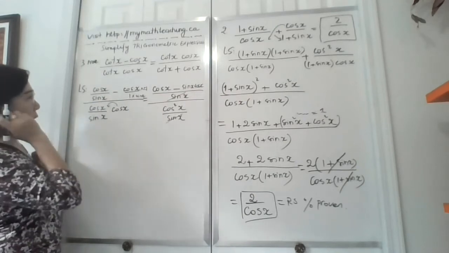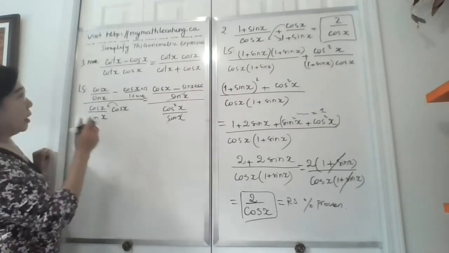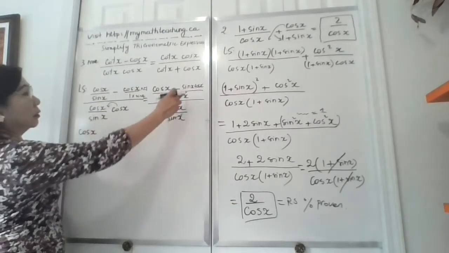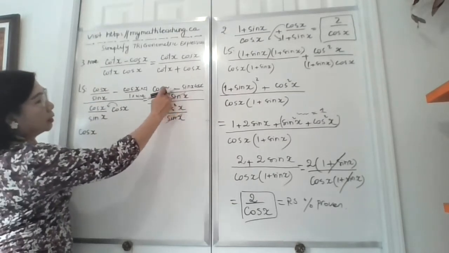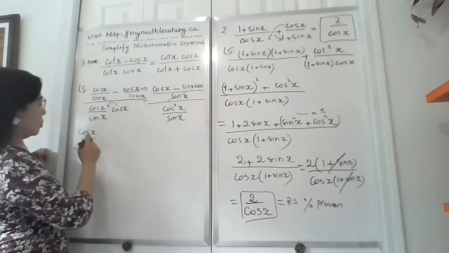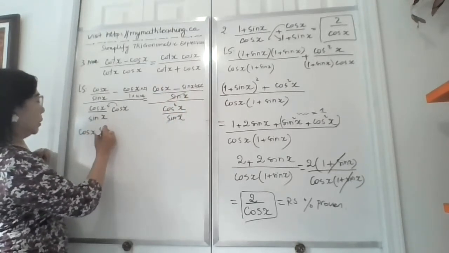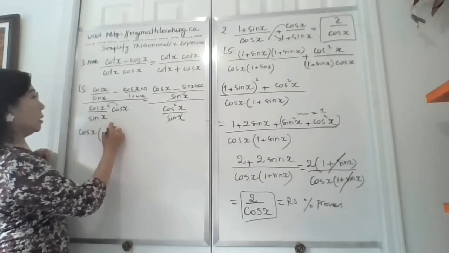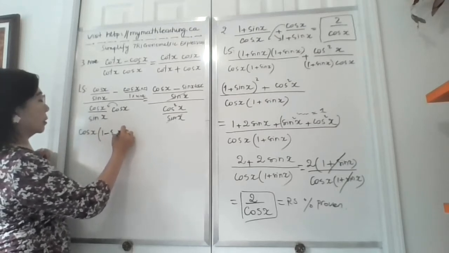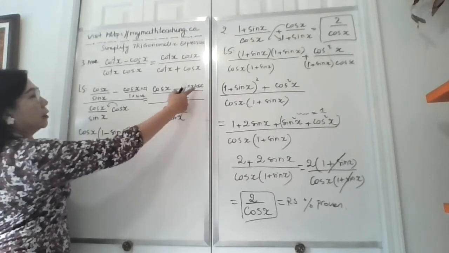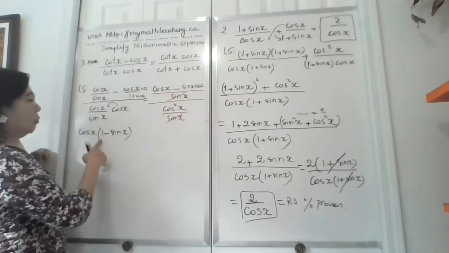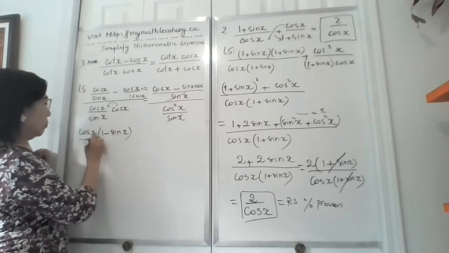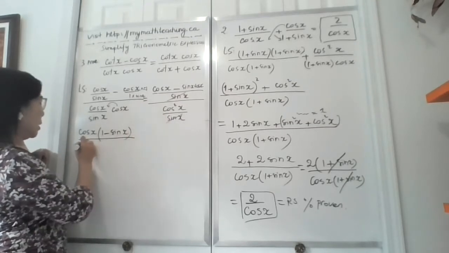So now what do I get? On the top, I get cos x. And it turned out that they have the same cos x, so I'm going to factor out the top. Inside I have 1 minus sin x. So I factor out the cos x and times 1 minus sin x. That's for the top. The bottom, I have cos square x.